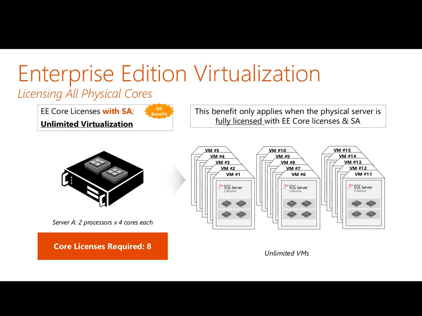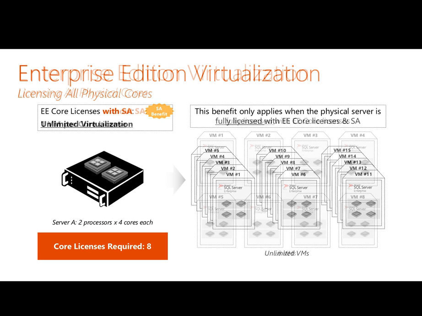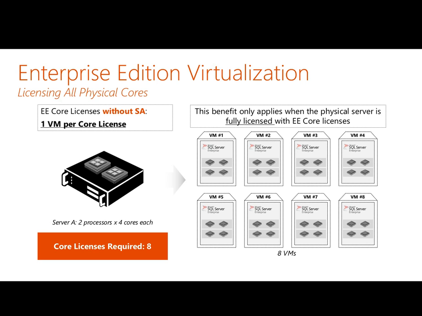Now, what if you have an Enterprise Edition but you don't have a software assurance? So without a software assurance, same thing again with 2 processors with 4 cores each, the core license required is 8. Now, instead of unlimited virtual machines, you can create 8 virtual machines, as long as 4 cores each, and you have 8 licenses of Enterprise Edition inside a virtual machine.